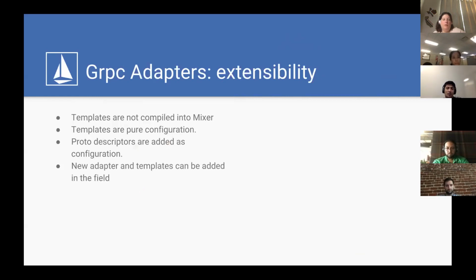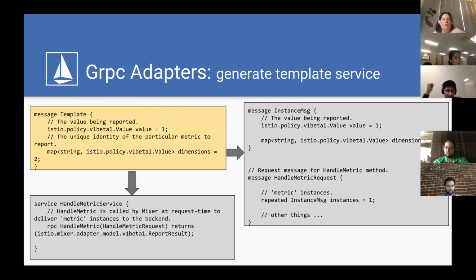Extensibility was the most important thing that we achieved by doing this. So now templates are no longer compiled into Mixer. They're pure configuration. If an adapter author wishes to define a new template, they can define the template using the proto, which is this. Then we have some code generation tools which produce these other proto artifacts. They can write their own adapter and then package the proto descriptor. There is a way to package proto descriptors as a transitive closure, so it includes all the dependencies of the proto.